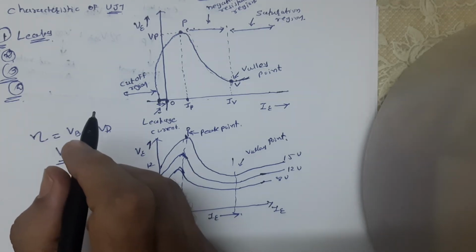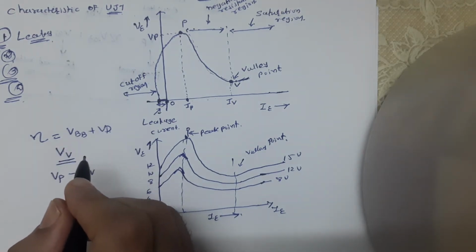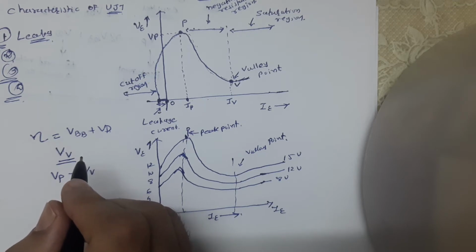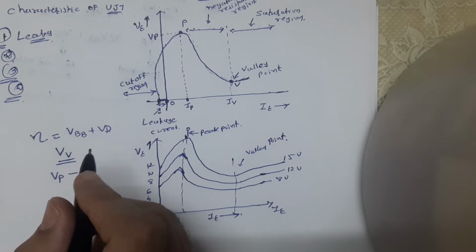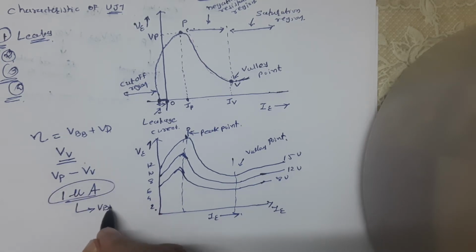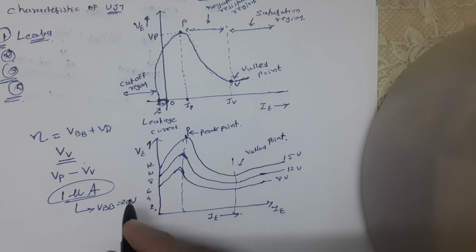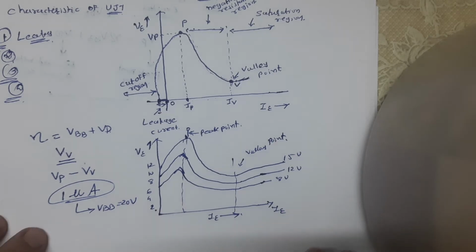The difference Vp minus Vv is a measure of the switching efficiency of the UJT and can be seen to fall off as VBB decreases. For a general purpose UJT, the peak point current is of the order of 1 microampere at VBB equal to 20 volt, with a valley point voltage about 2.5 volt at 6 milliampere.